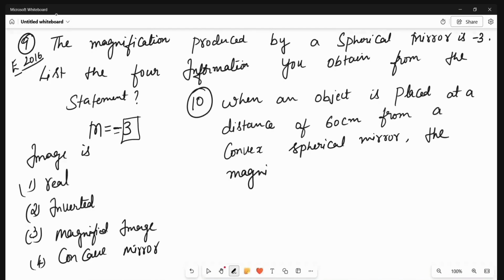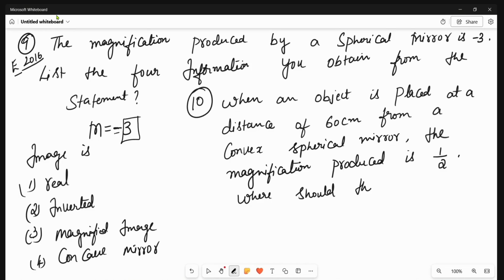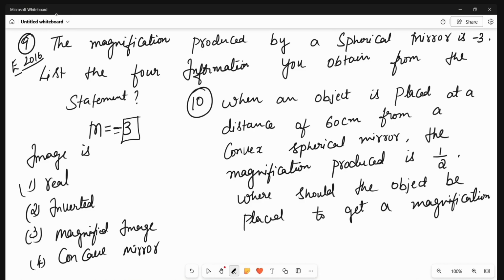The magnification produced is 1 by 2. Where should the object be placed to get a magnification of 1 by 3?